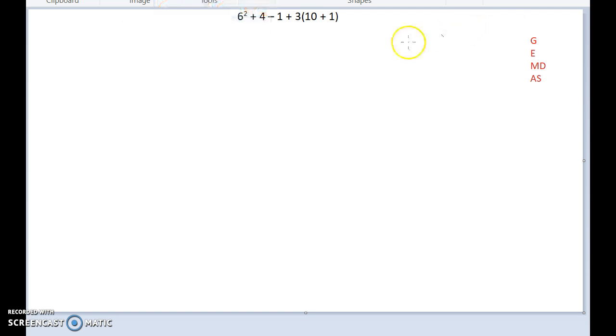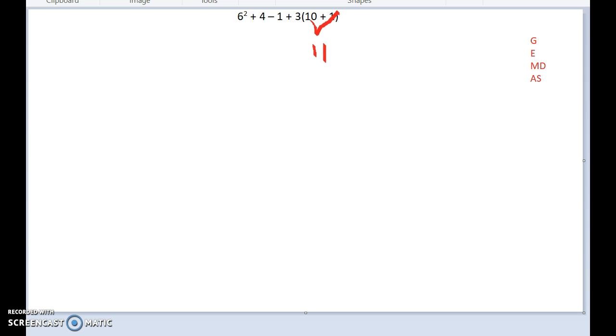We are going to first start with these grouping symbols. 10 plus 1 is 11. And then I'm going to copy everything down. So we have 6 squared.